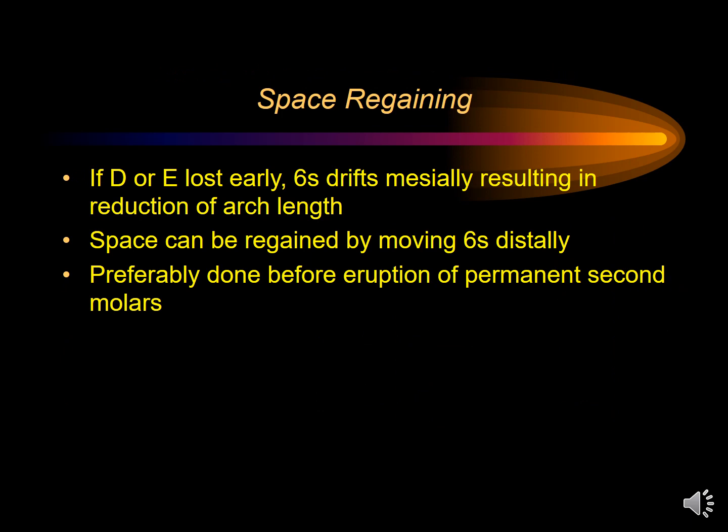Now, space regain. If D and E are lost early, the first permanent molar drifts mesially, resulting in a reduction of arch length. Space can be regained by moving the first permanent molars distally, but this has to be done before the eruption of the permanent second molar.